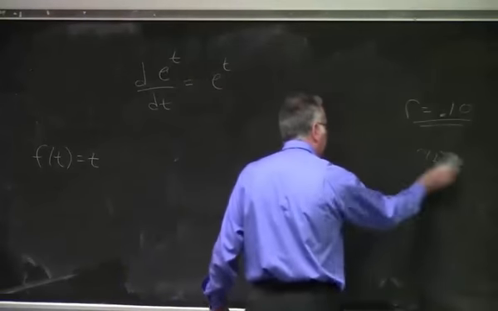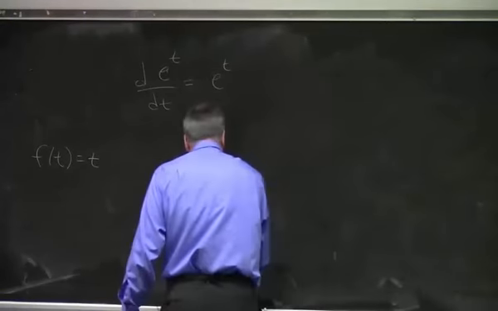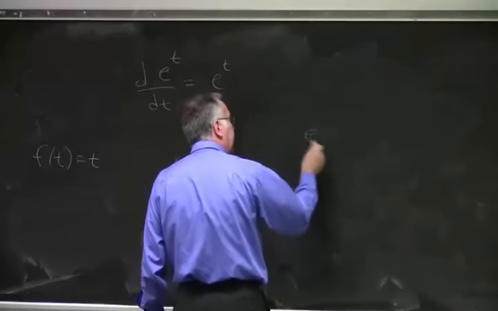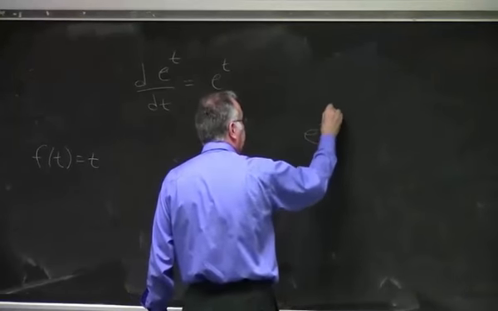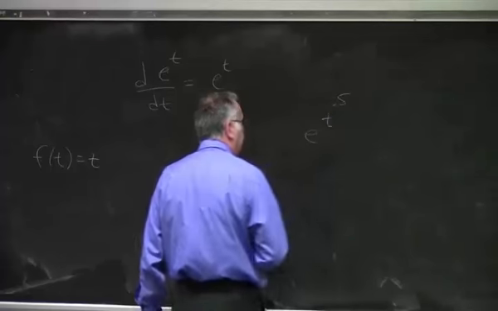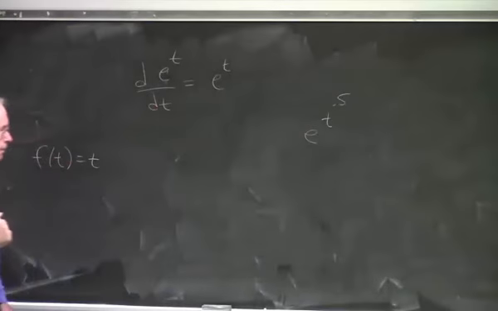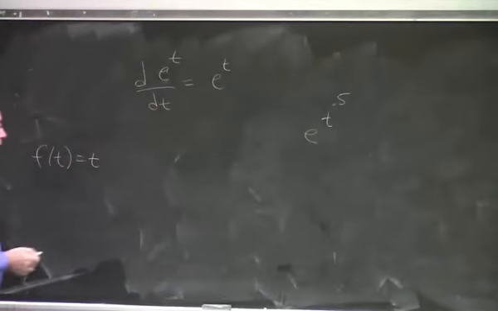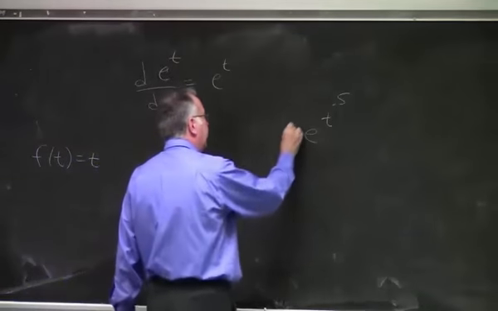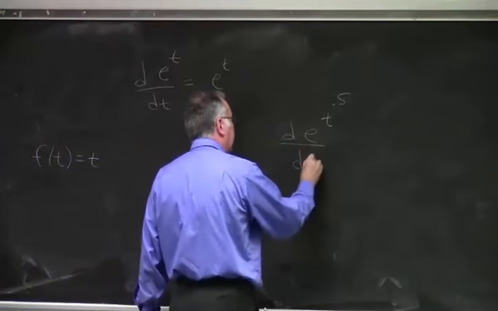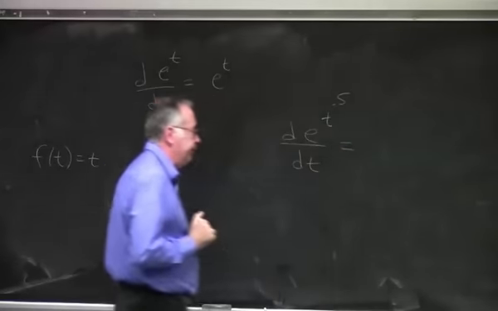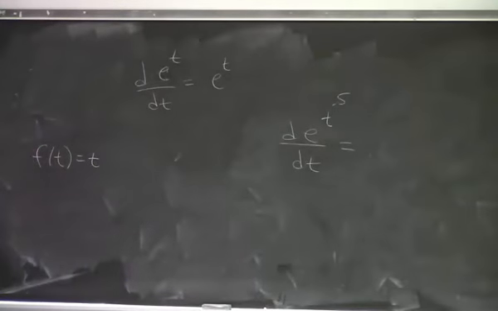Okay. Let me give you a simple illustration of this. Suppose we have e raised to the t to the 0.5 power, and you want to differentiate that with respect to time. What is the derivative of this with respect to time? Well, in this case, what is f prime of t? Diana?